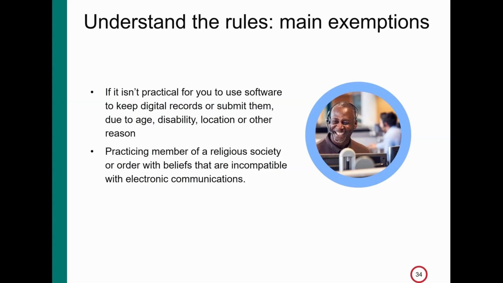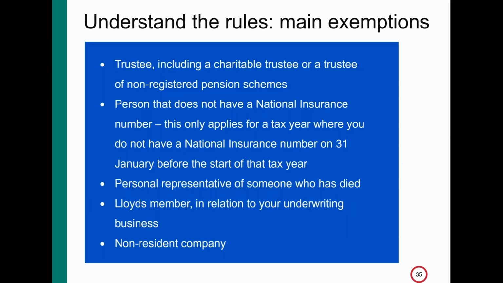You're automatically exempt and cannot sign up for Making Tax Digital if you are a trustee, including a charitable trustee or a trustee of non-registered pension schemes. A person that does not have a national insurance number, this only applies for a tax year where you do not have a national insurance number on the 31st of January before the start of that tax year. A personal representative of someone who has died, a Lloyd's member in relation to your underwriting business, or a non-resident company.